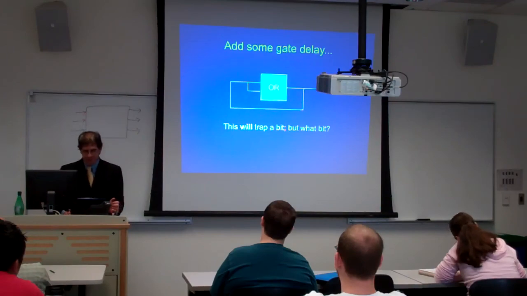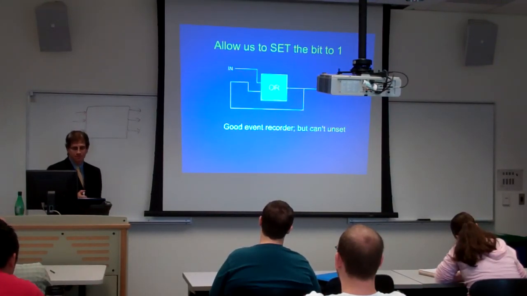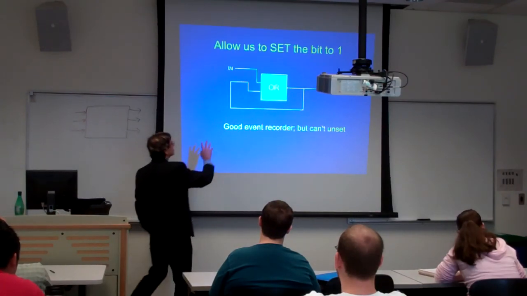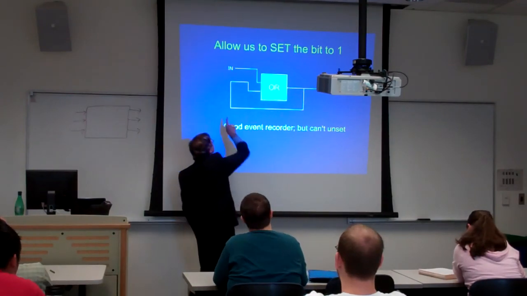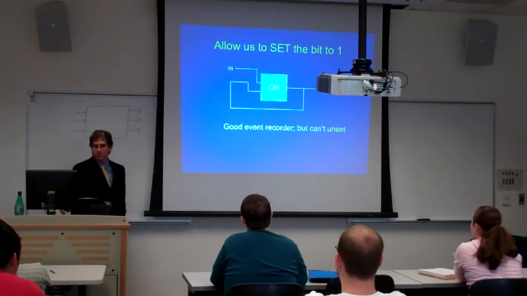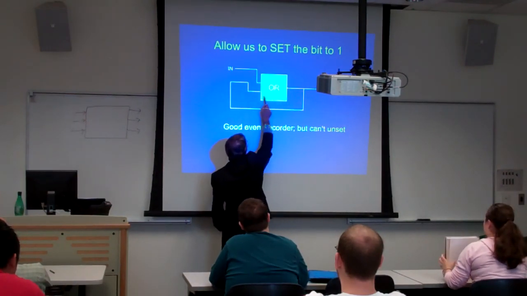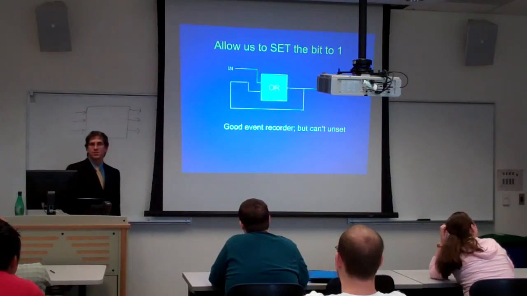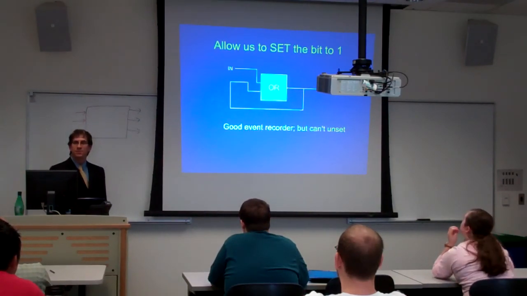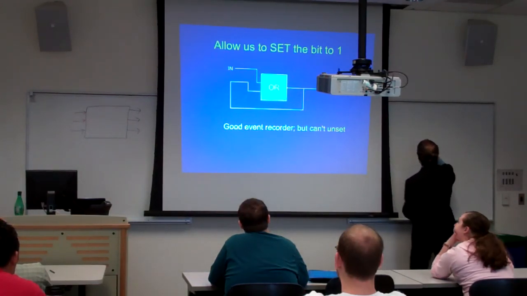Now we can do a little better if we take one of these inputs and we make it settable from outside. And if we suppose that this has initially got a 0 trapped in this path, at some point we can set that input to 1, and now you'll get a 1 coming out of the OR gate, which goes back in and keeps circulating. And now even if I set the input back down to 0, the output stays set. And so this is a simple form of an event detector.